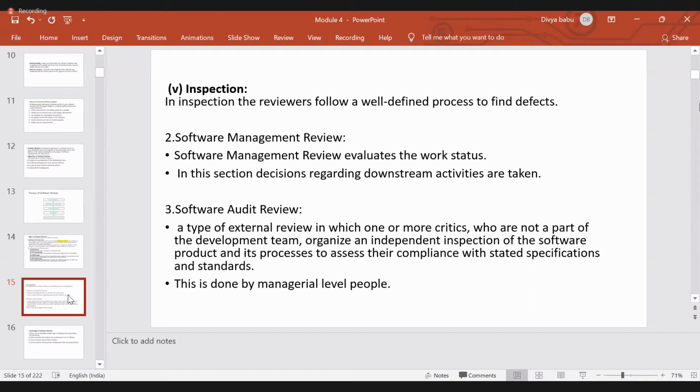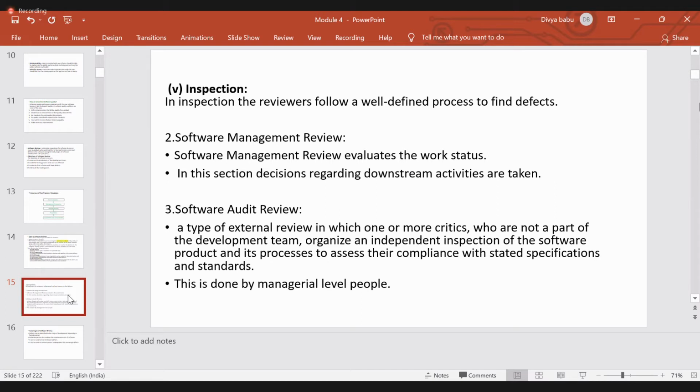So software management review and software audit review. Software management review is actually to evaluate the status. Are you at the correct pace? Can we meet the deadline? That is the managerial part, not technical. Technically, whether you are doing it in the proper way is analyzed by the technical team, and management review is done by the upper level team, and those people evaluate your work progress. Can we meet the deadline?